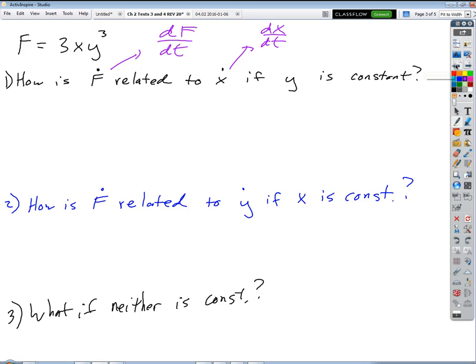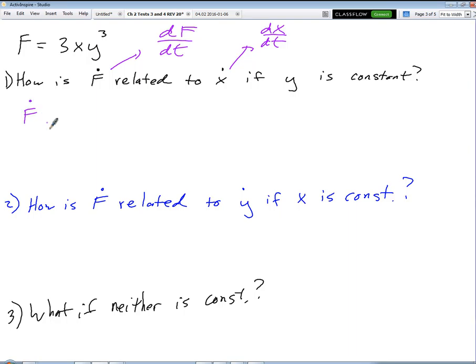So if we want to find out how the rate of change of f is related to the rate of change of x when y is constant, what kind of calculus would we do? When I differentiate this function, what am I going to get on the left? Just f dot, right? I'm differentiating with respect to t. Now what about over here? That long one. What are the constants in this case? 3 and y, right?